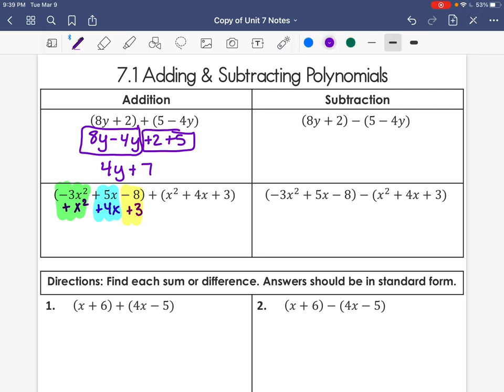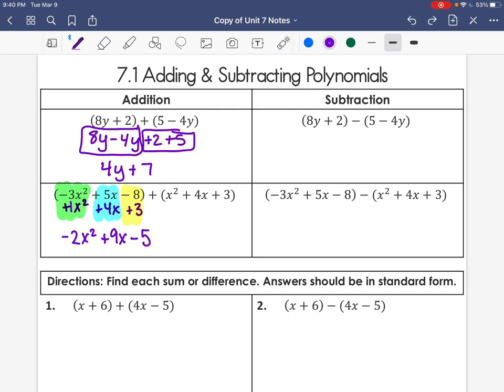So negative 3 plus, remember this is a 1. So negative 3 plus 1 is negative 2x squared. 5 plus 4 is 9x. Negative 8 plus 3 is negative 5. And you can use your calculator to add these coefficients or constants together. So a trinomial plus a trinomial gave me a trinomial. So that's what we wanted.